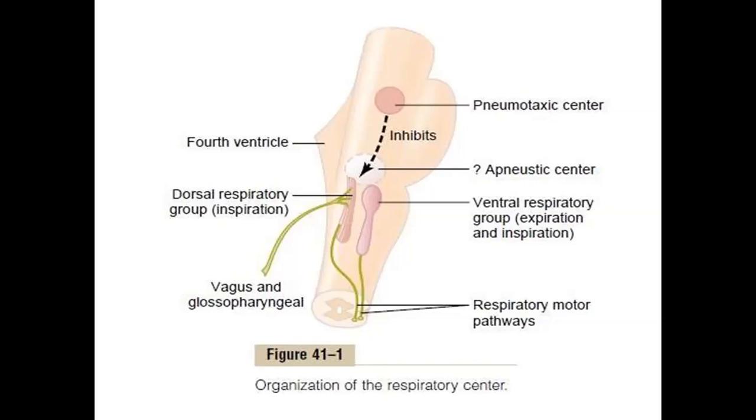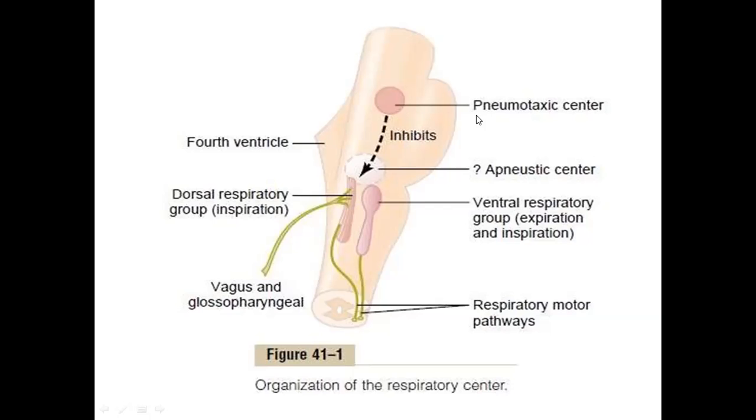So coming to the centers present in the pons varolii, there are two centers: the pneumotaxic center and the apneustic center. And this DRG, as we have just discussed, controls inspiratory movements through the vagus nerve. Whereas the ventral respiratory group controls both activities through the respiratory motor pathways. Both activities, expiration and inspiration movements, are controlled by the ventral respiratory group.